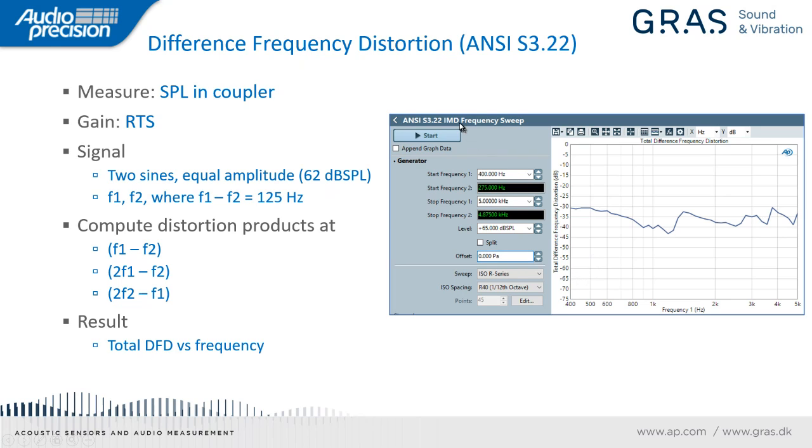Now, as you can see, we have a measurement in the APX software here called ANSI S3.22 IMD frequency sweep. And this just conducts the measurement and gives you the required curve that's spelled out in the standard.